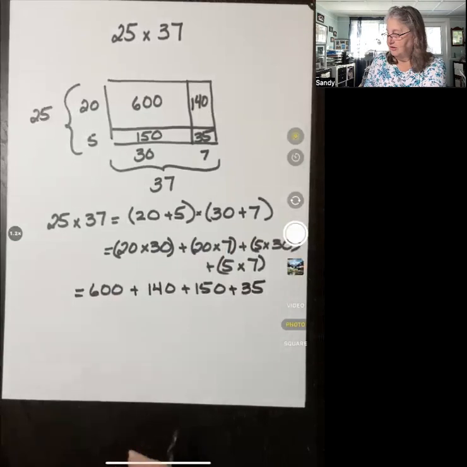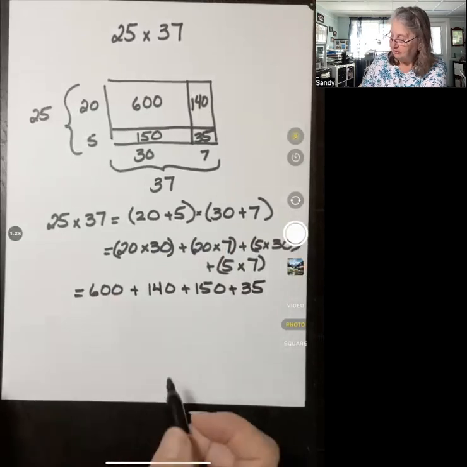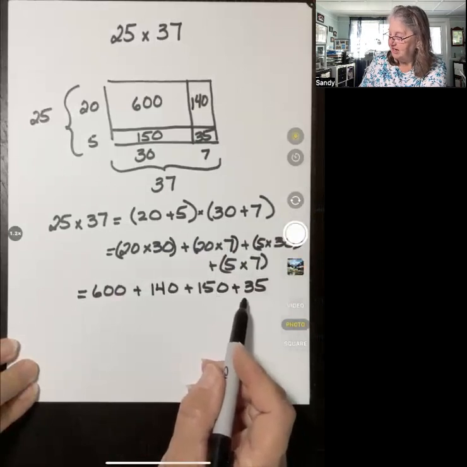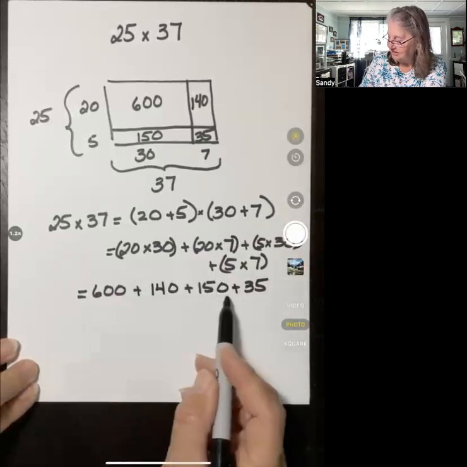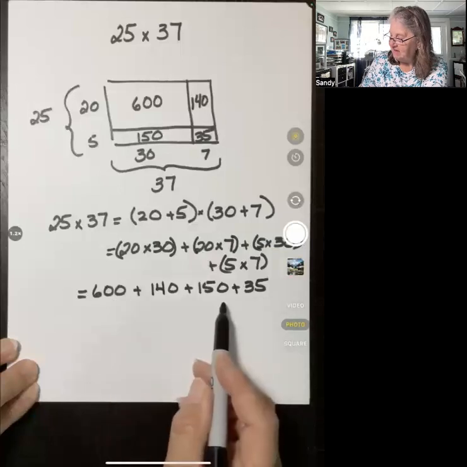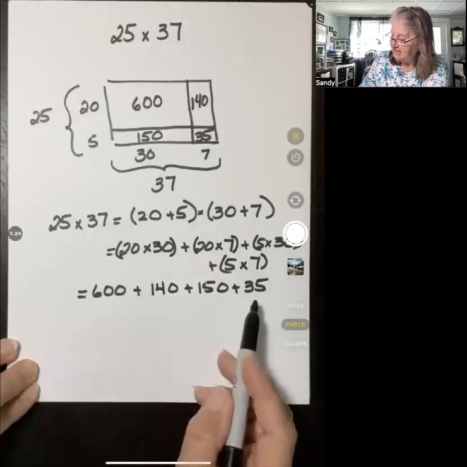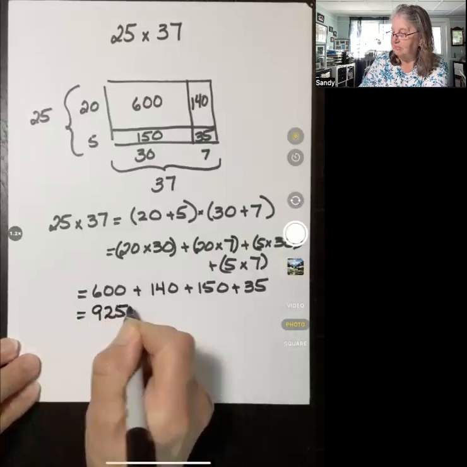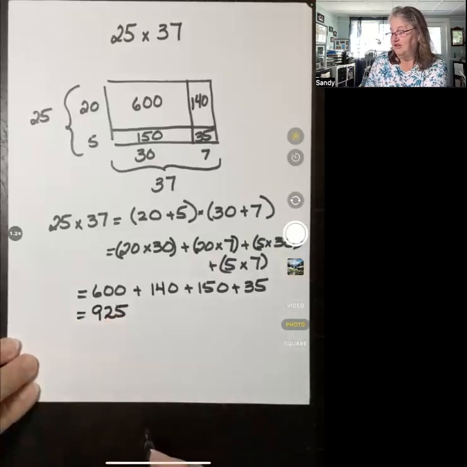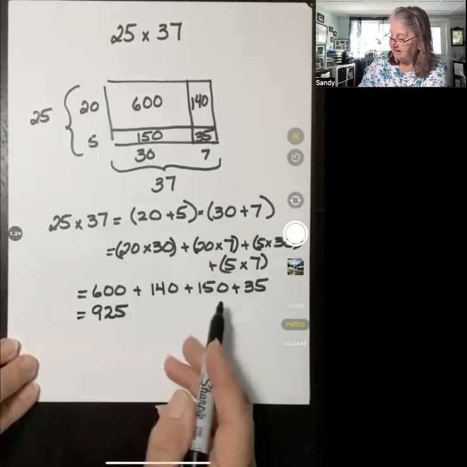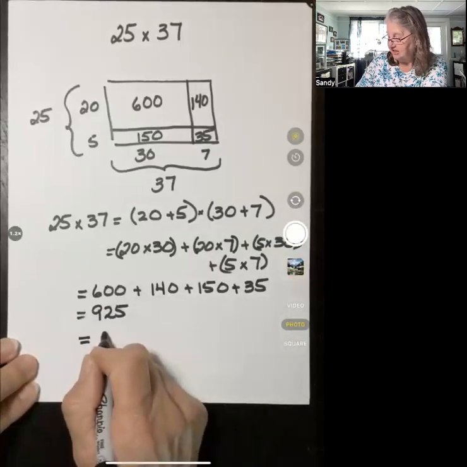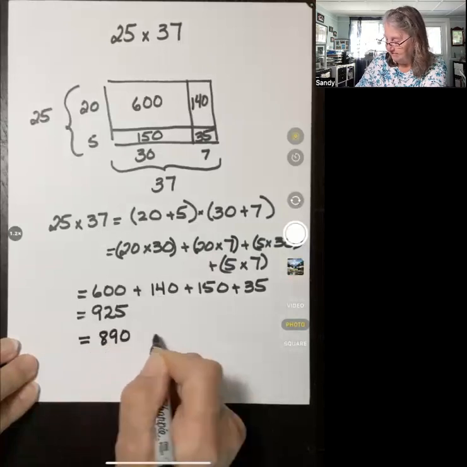We get that total, we add them together. So we've got 290, and one of these tens makes 300. So that's 900, right? So we've got 925. 925 should be that total. You can add them up if you want. I have 600 and that 290. That's going to be 890.